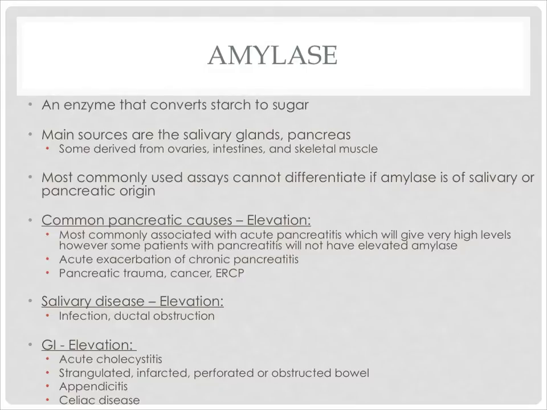In salivary disease, you can see it with infection or a ductal obstruction. You can also see elevated amylase with things like acute cholecystitis, and we all know that that would be related back to pancreatic issues. You can see it with strangulated, infarcted, or perforated bowel, and you can also see it with appendicitis or in celiac disease.